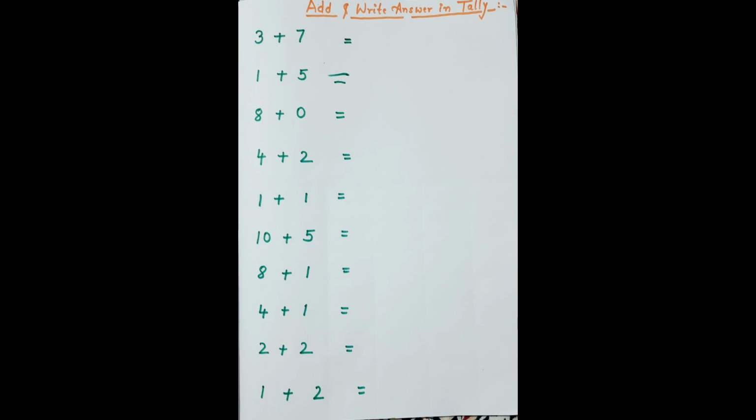Same way, if they get 1 plus 5, how much, they will get 6. So they will make the tally mark of 6. So same way they will do all the additions, and whatever answer they get, they will do the tally mark of that, and same way they need to complete this full worksheet.